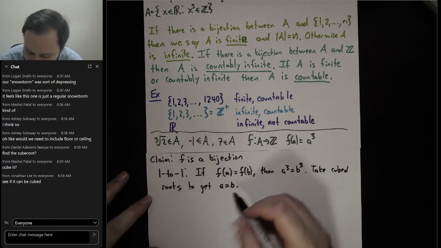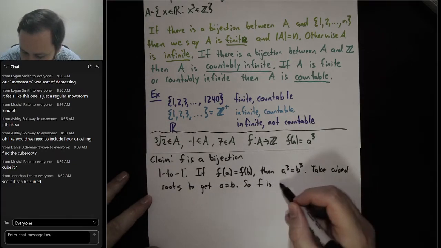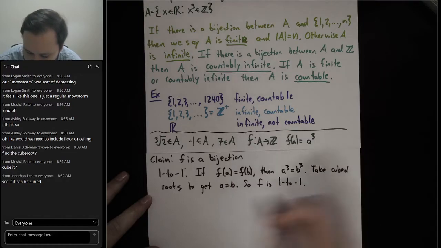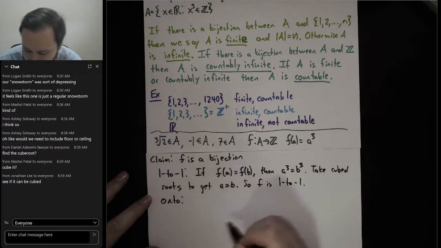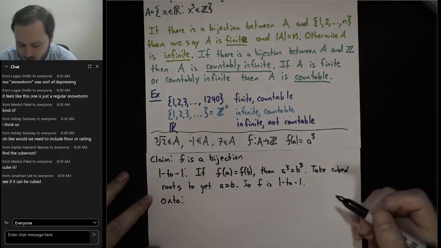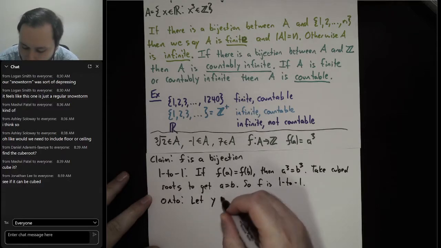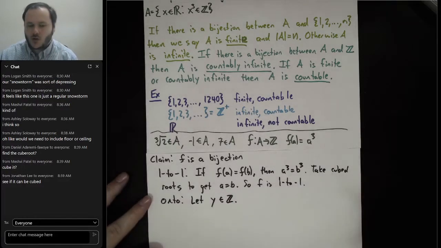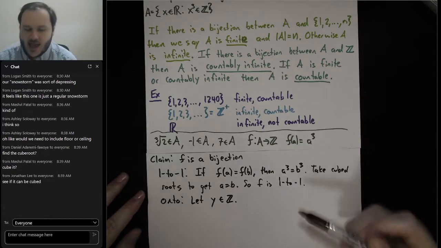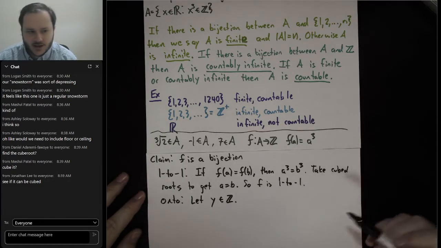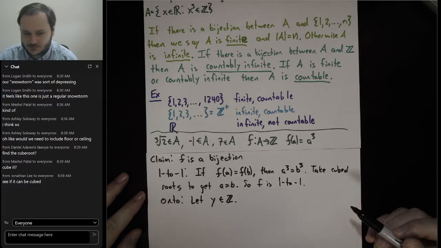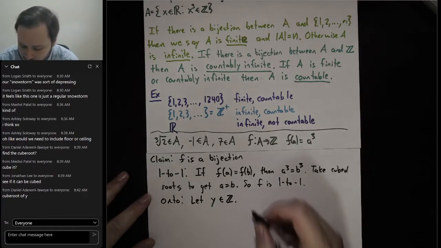And now let's check onto. So f is one-to-one. And now onto. For onto, I have to pick something in the integers. So let y be in the integers. What value should I plug into f to get out y? Cube root of y. Exactly right.